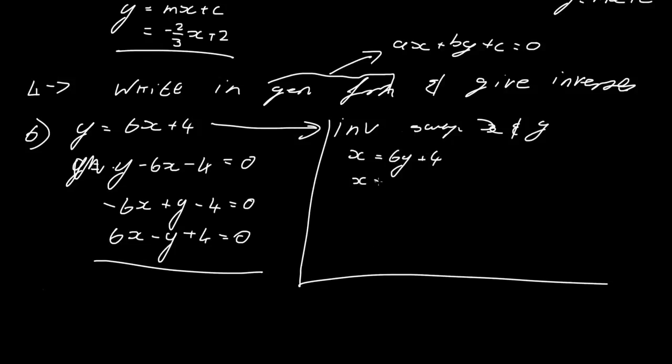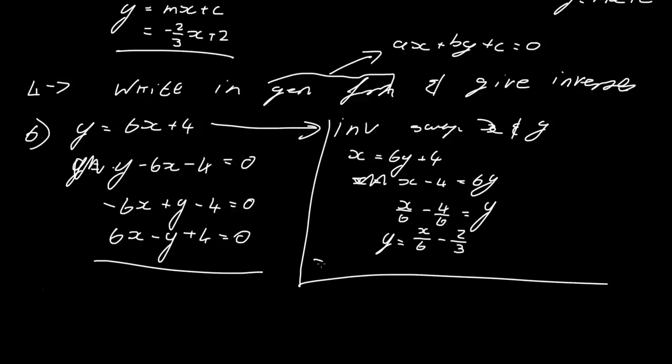So, x minus 4 equals 6y. Divide through the whole equation by 6, and we get x over 6 minus 4 over 6 equals y. Okay, and then we can write it as y equals x over 6 minus, this becomes 2 over 3. So, therefore, f inverse of x is equal to x over 6 minus 2 over 3. Done. There you go. We've answered question 6.